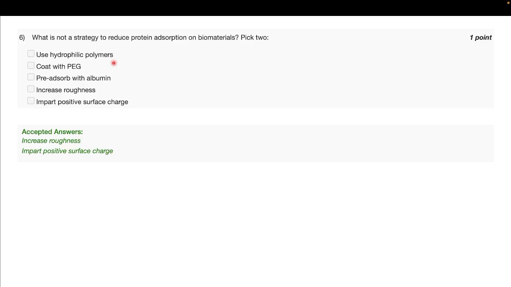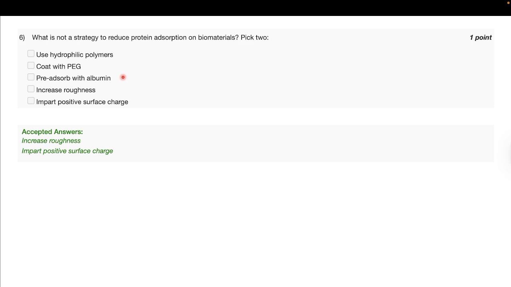PEG. PEG is polyethylene glycol, a polymer. It has a branched structure, and if you put PEG on the surface of a biomaterial, it acts like a brush and repels the proteins that are trying to attach themselves to the surface. So that is another strategy to reduce protein adsorption. And then you can also pre-adsorb with albumin. Not a lot of proteins like to interact with albumin, so you coat your biomaterial surface with albumin.